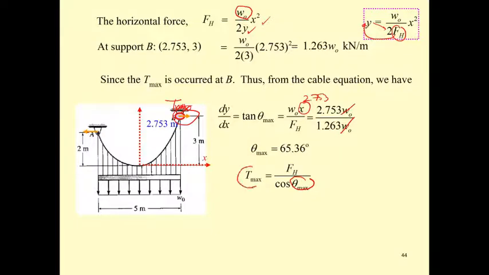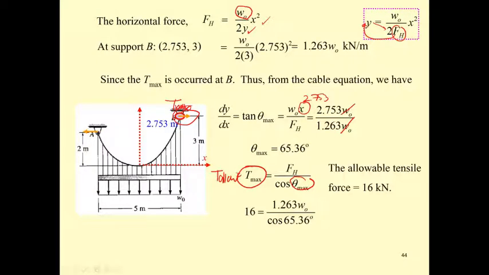Now coming into this important equation again, now you have theta max, and you also have T max to be T allowed, right? So you put everything together, you get the value of 5.38 kilonewton per meter.